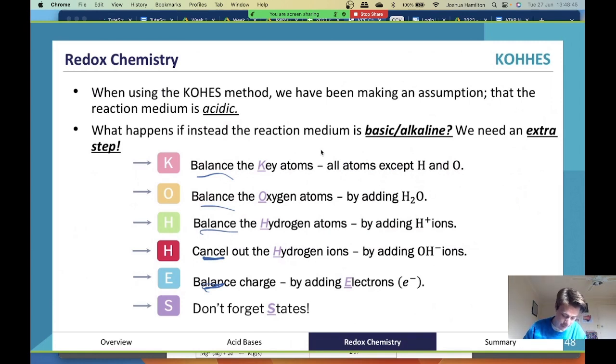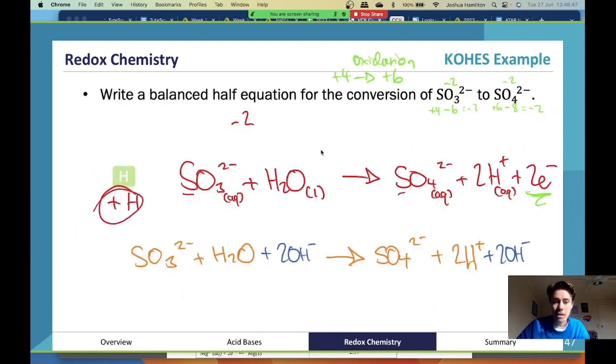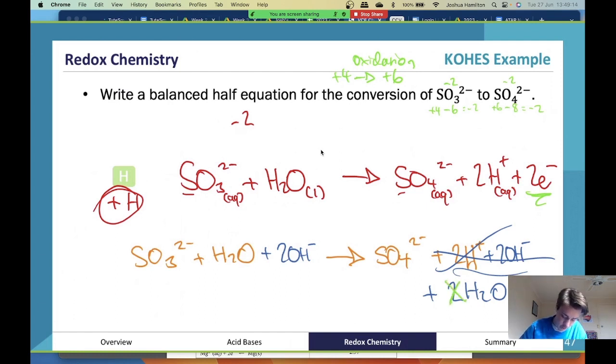So coming back, we have SO3 2 minus plus H2O plus 2 OH minus, and we have SO4 2 minus plus 2 H plus 2 OH minus. Now, how do these cancel out? These cancel out by going bang, bang, plus 2 H2O. So now we have H2Os on both sides. Well, that's a bit useless. By having 2 H2Os on both sides, we then need to cancel out again. This goes and it becomes +1, and this one goes.